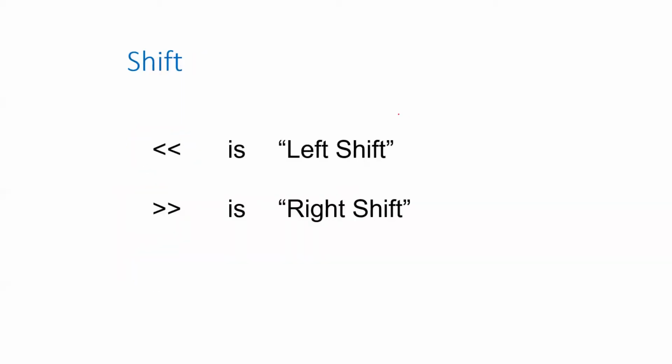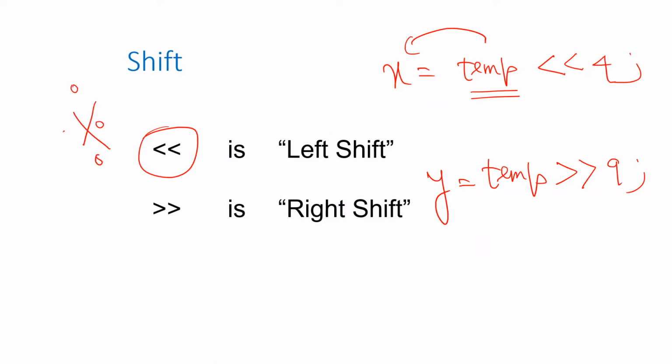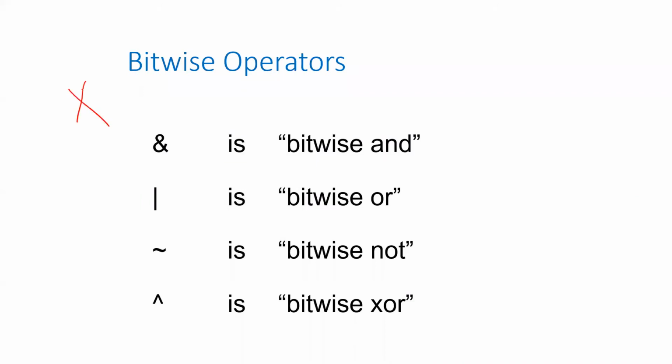The most widely used operator is the shift operator. X = temp << 4 will shift the data available in temp left 4 times and assign that value to X. Similarly, Y = temp >> 9 means the value available in temp is shifted right 9 times, and that value is assigned to Y. Left shift and right shift operators are very, very important in LPC 2148 programming because we use them very extensively. The most important operator again in LPC 2148 is the bitwise operator, where we do bit level operations.